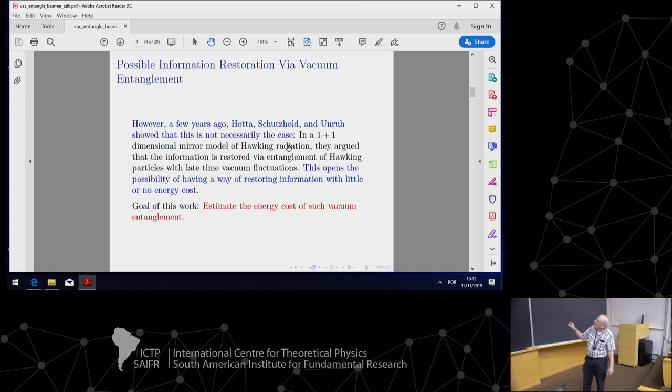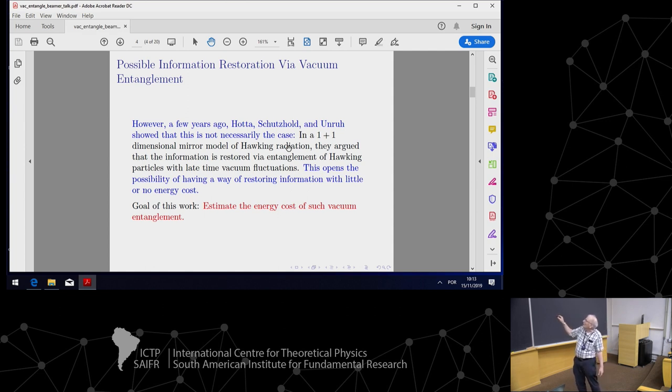But there is a really nice paper of Hotta, Schützhold, and Unruh from, I guess by now, 4 or 5 years ago, that strongly suggests that this is not necessarily the case. They look at a 1+1 dimensional mirror model of Hawking radiation. I'll explain that. The talk will be mostly analyzing this model in some detail. What they concluded is that in this model, where there is automatically no information loss, there's no black hole, there's no singularity, but there is an analog of Hawking radiation.